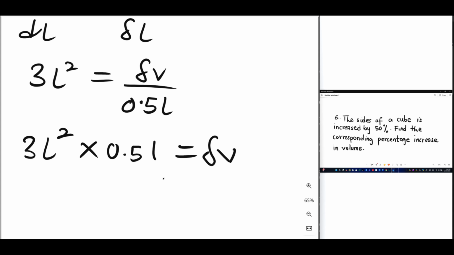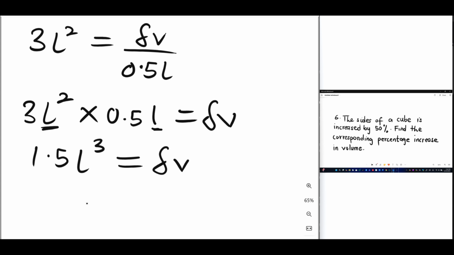So let's continue. 3 times 0.5 will give us 1.5. That is half of 3. You can equally verify with your calculator and you get 1.5. Then L squared times L gives us L to the power of 3, equal to the small change in V. But we are to find the percentage increase. This is the increment that has occurred in the volume, but we have to find a percentage increase.